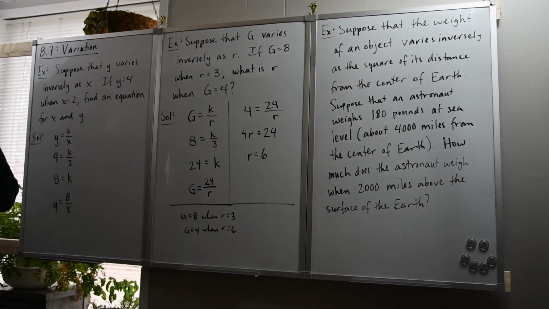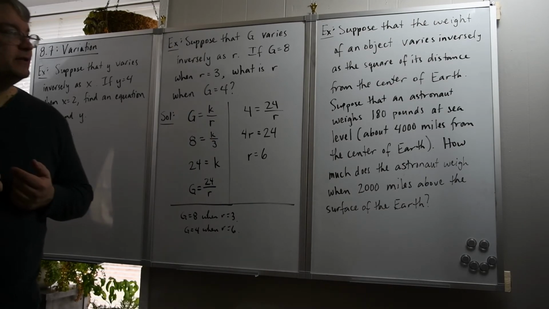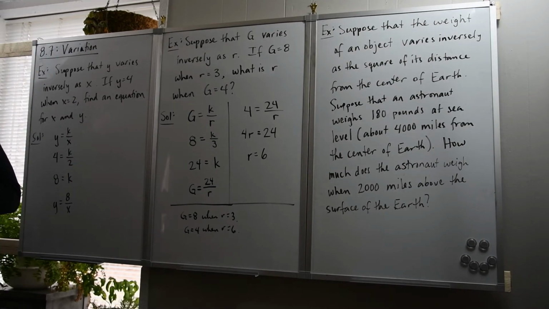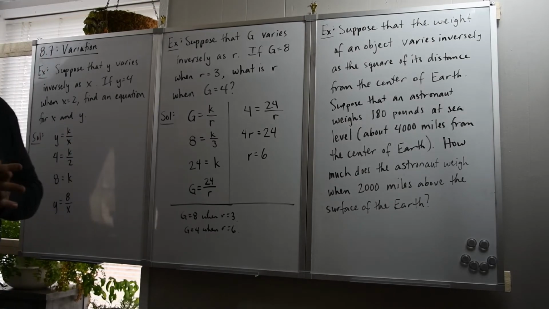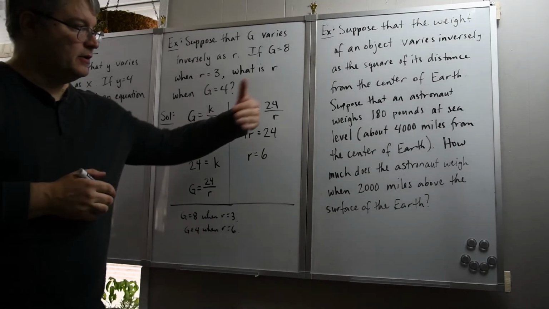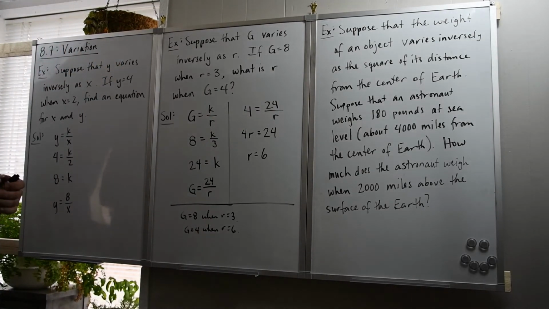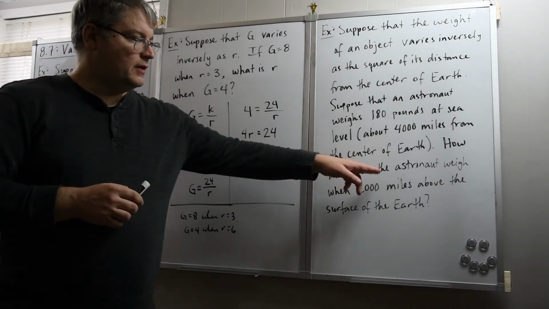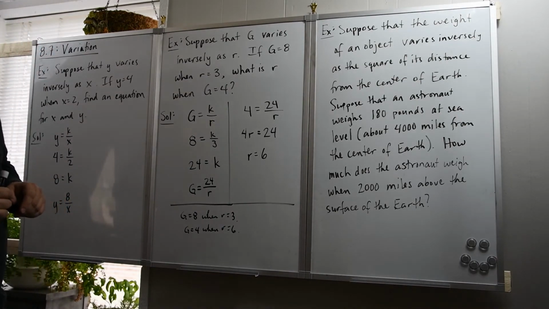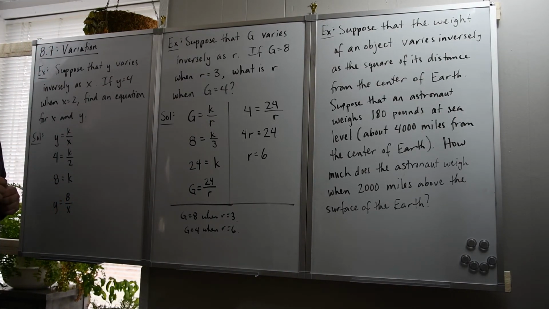Right, so again, the weight of an object varies inversely as the square of its distance from the center of Earth. We have an astronaut that weighs 180 pounds at sea level, which is about 4,000 miles from the center of Earth. So the question is, how much does the astronaut weigh when 2,000 miles above the surface of Earth?